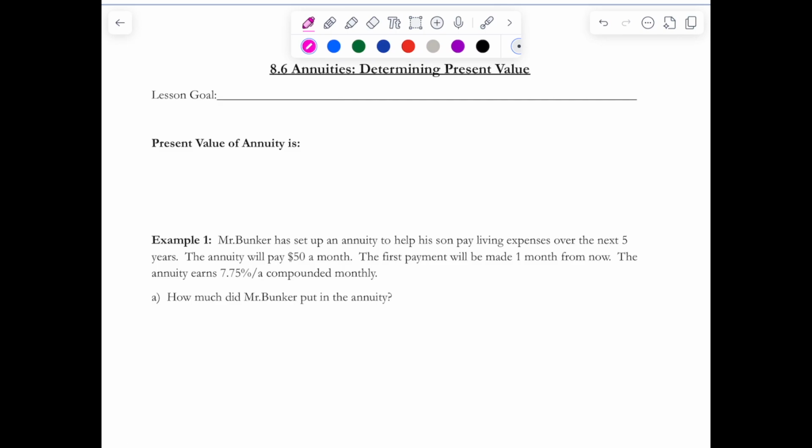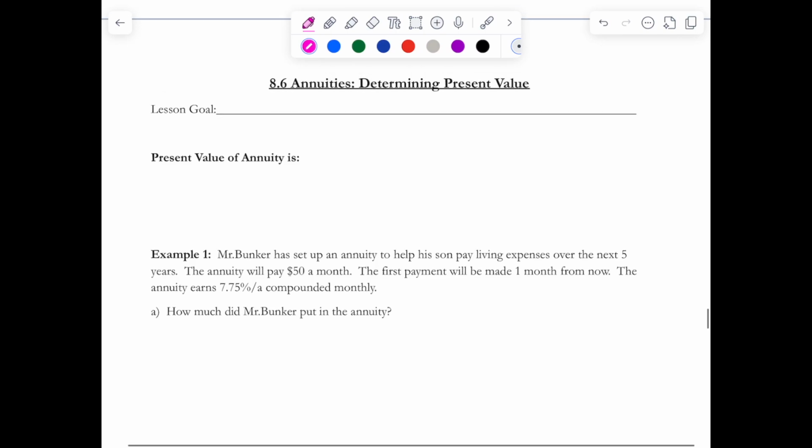Our lesson goal here is a continuation of our last lesson, but what we need to know, and this is our final equation of the unit, is that annuities can work in reverse. What you learned last time is that annuities are regular payments into an account. This lesson is about annuities, or payments that come out of an account.